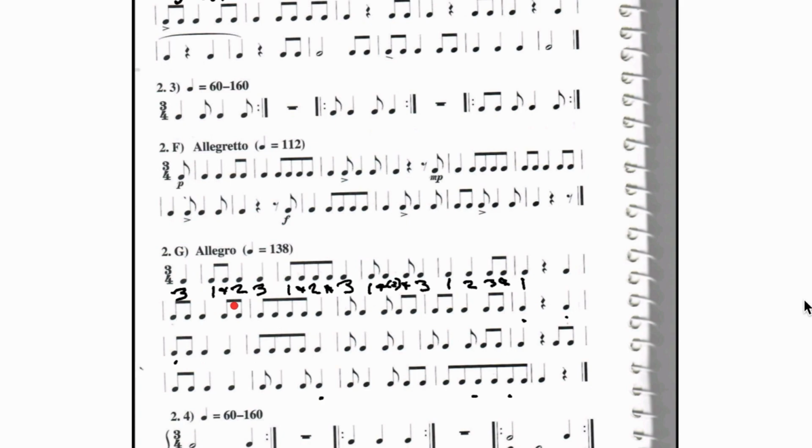Ready, say. 3, 1 and 2, 3, 1 and 2 and 3, 1 and 3, 1, 2, 3 and 1. 3, 1 and 2, 3 and 1 and 2 and 3, 1 and 3 and 1 and 2, 3 and 1. 3, 1 and 2, 3, 1 and 2 and 3, 1 and 3, 1 and 3 and 1. 3 and 1 and 2, 3, 1 and 3, 1 and 3 and 1 and 2 and 3 and 1. How'd that go? Okay.